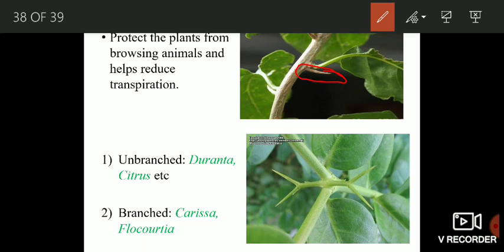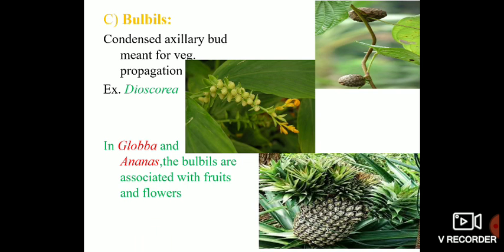And there are two types of these stem thorns. One is unbranched, and unbranched thorns are present in Duranta and citrus. Here you can see these are the unbranched thorns, and you have the second type of thorns which are known as branched thorns. Here you can easily see the thorn has bifurcated, it has resulted in two branches.